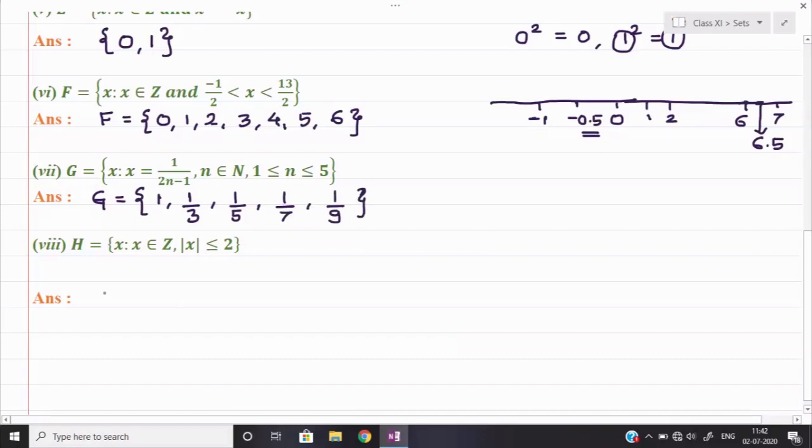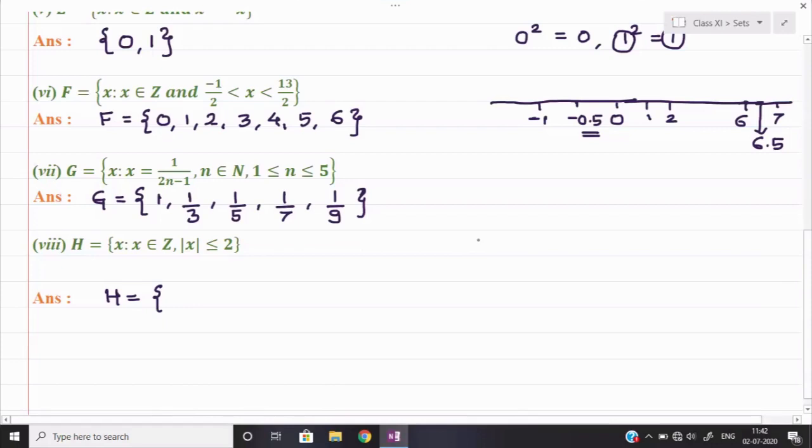Now let us discuss quickly the last part, number 8. In this set we are given x belongs to Z, meaning set of integers, and the mod value of x is less than or equal to 2. That means we have to find those integers whose mod value is less than or equal to 2. I think the mod value is clear to you, or not?